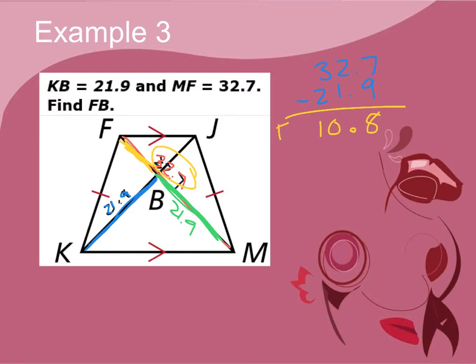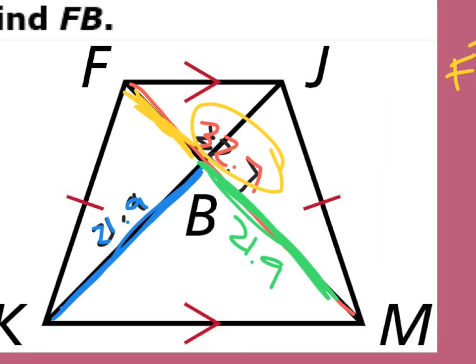So the length of FB. So wait, why would you minus it? Okay, because we know that this part is going to be the same as this part. So this green line is 21.9. The whole thing from F to M is 32.7. So the whole thing is 32.7, and part of it is 21.9. So to find the other part, we need to subtract the part that we know. So we have to subtract 21.9 from 32.7. Because this yellow part, we said, is 10.8. So if we add 10.8 plus 21.9, we get the 32.7.